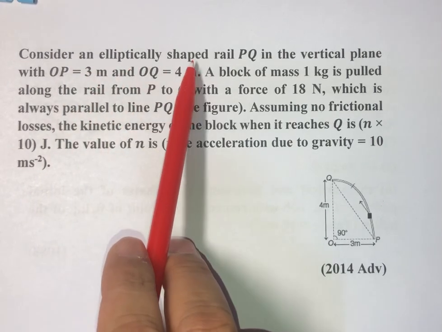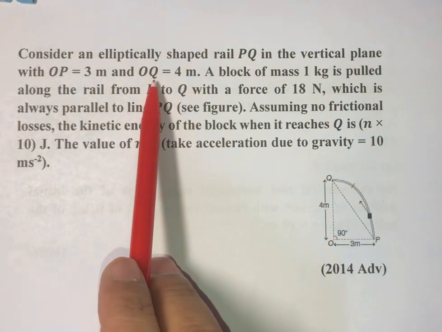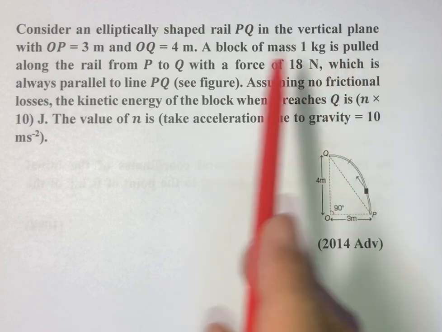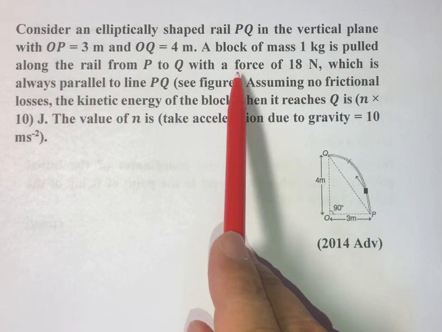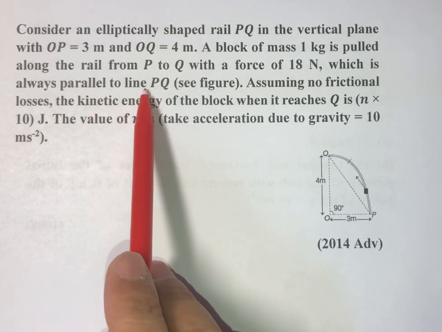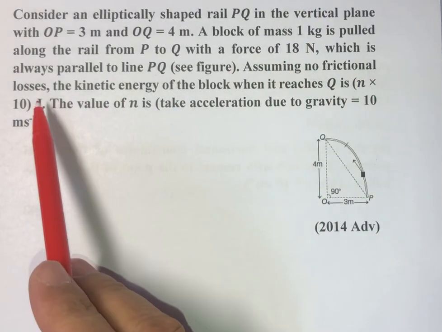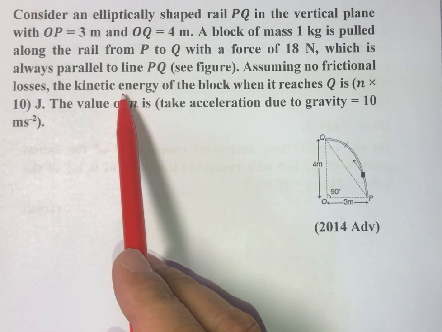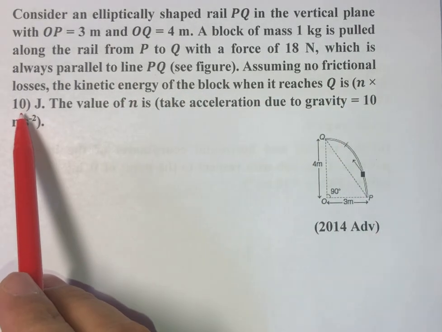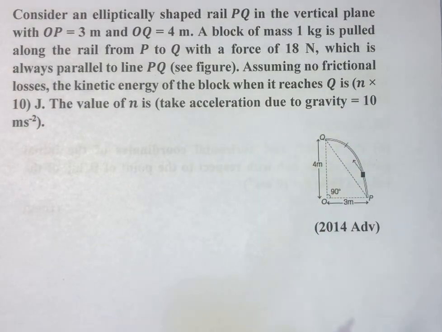Consider an elliptically shaped rail PQ in the vertical plane with OP 3 meter and OQ 4 meter. A block of mass 1 kg is pulled along the rail from P to Q with a force of 18 Newton, which is always parallel to the line PQ as in figure. Assuming no frictional losses, the kinetic energy of the block when it reaches Q is given as n multiplied by 10 joules. The value of n, take the acceleration due to gravity as 10.